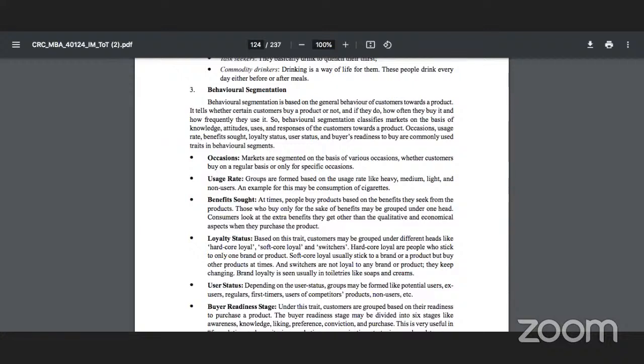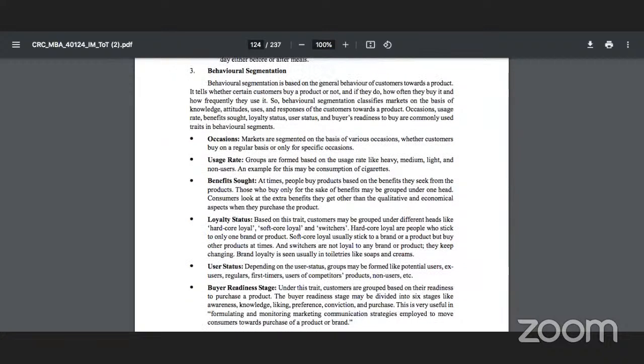Here, the market is classified based on the knowledge, attitude, uses, and responses of the customers towards the product. So, occasions, usage rate, benefits sought, loyalty status, user status, and buyer readiness are important factors to be considered under this segmentation. In terms of occasion, markets are segmented on the basis of various occasions. For example, are you buying on a day to day basis or for some specific occasions?